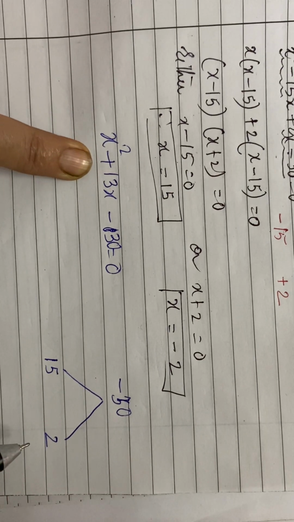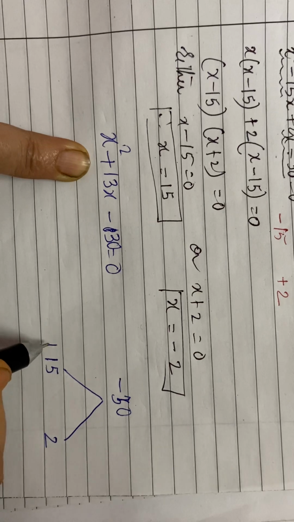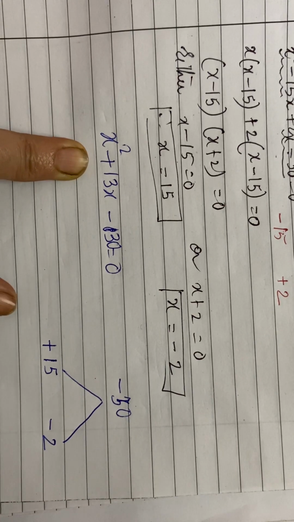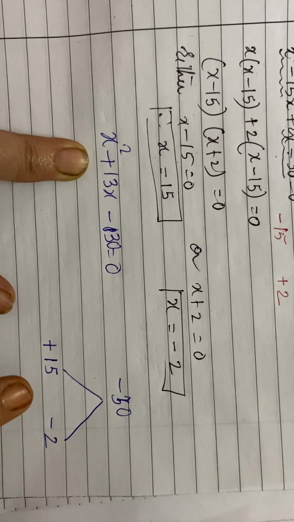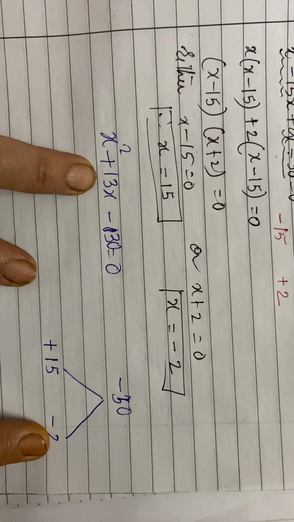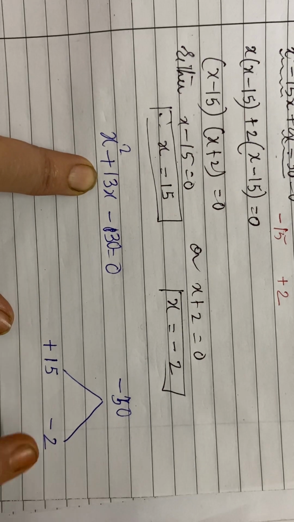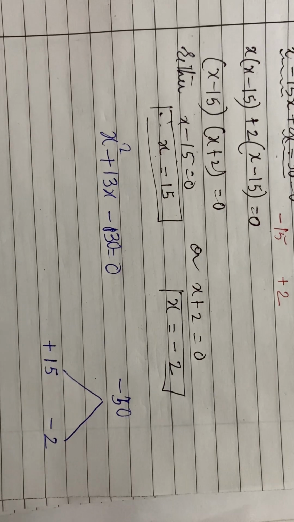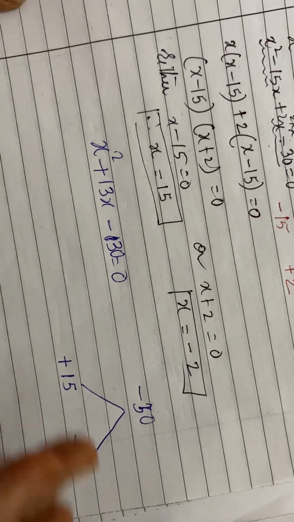Now the middle term is positive, so the bigger factor should be positive and the smaller factor should be negative. See, plus into minus, you will subtract, sign of the greater number. 15 minus 2 is 13. And plus 15 into minus 2 will give you minus 30. So now we put the factors here.